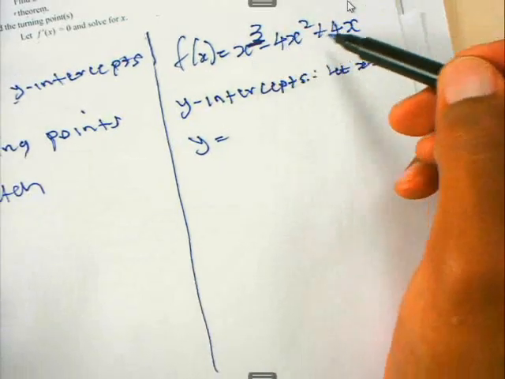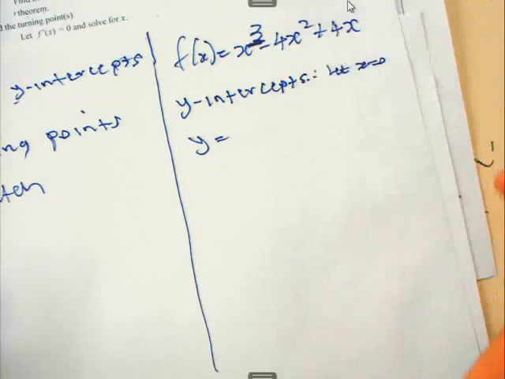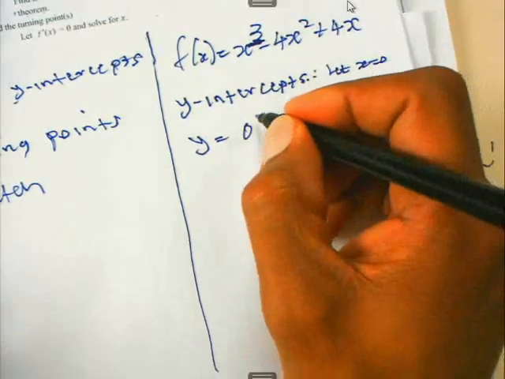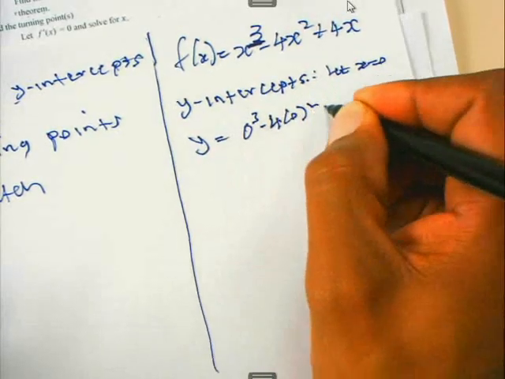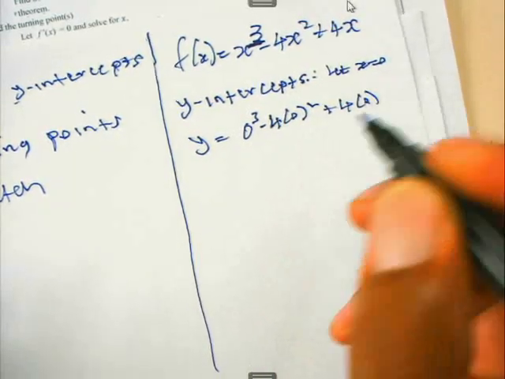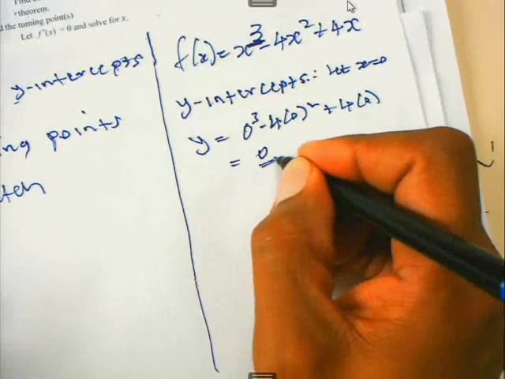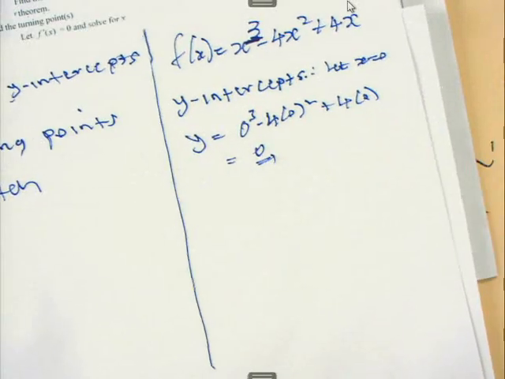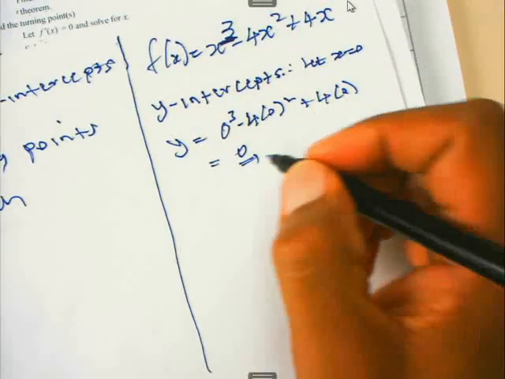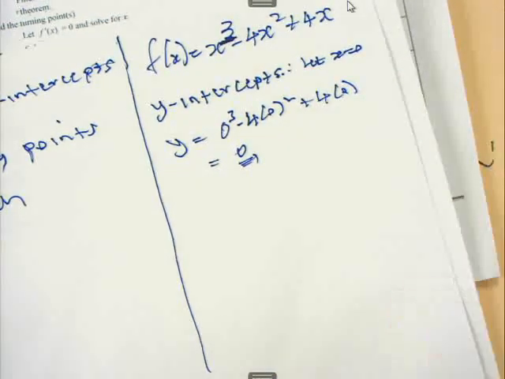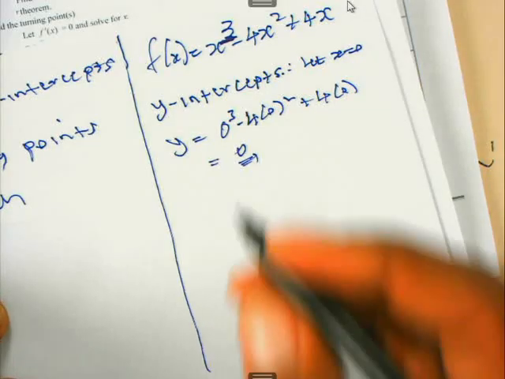It means wherever we see x, we substitute it by 0. That is 0 to the power of 3 minus 4 times 0 squared plus 4 times 0. Now you can see that the y-intercept is 0. It means this function will pass through the origin. In fact, it will touch the y-axis at the origin. Now we have the y-intercept.